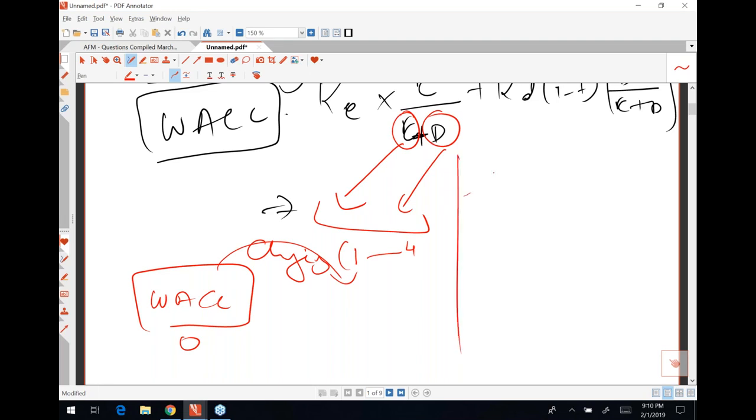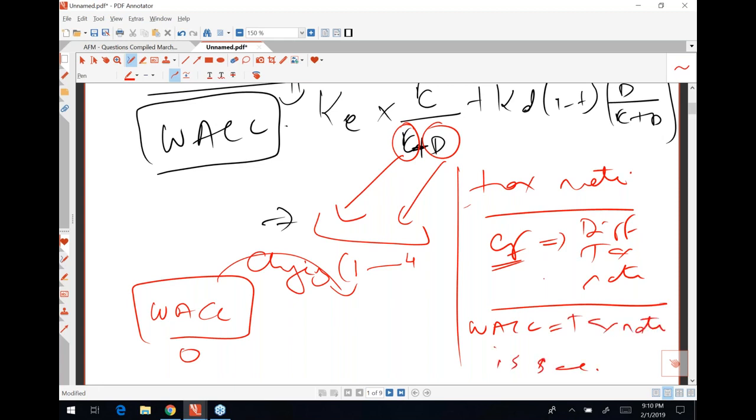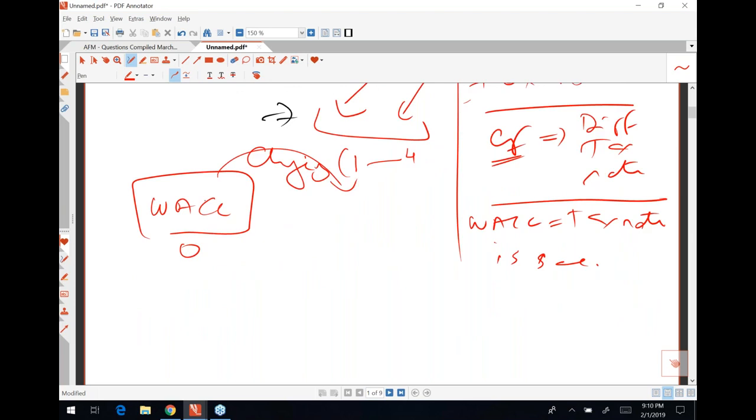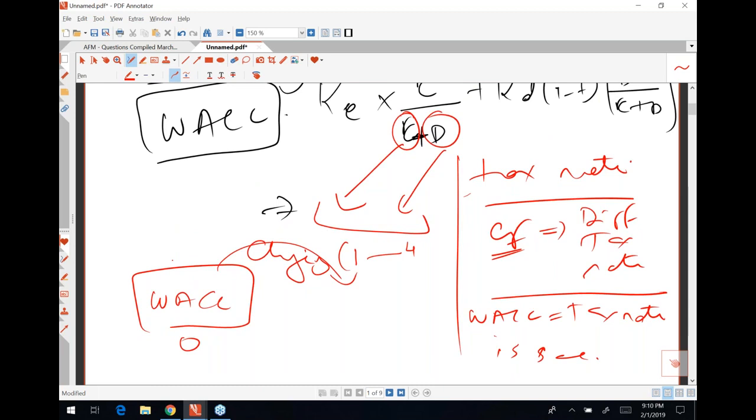The number two limitation is that the tax rate could keep on changing. The cash flows that we use have a different tax rate, but the WACC does not have a different tax rate. The WACC tax rate is the same, which is the time period 0 tax rate. But in practicality, the tax rate could change for the various periods, and the cash flows for the various periods would be subject to a different rate of tax. So that would also be a problem.